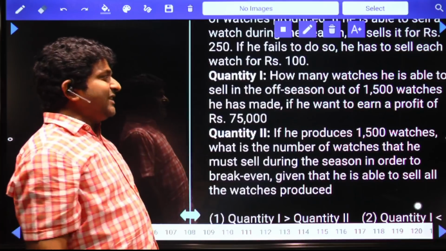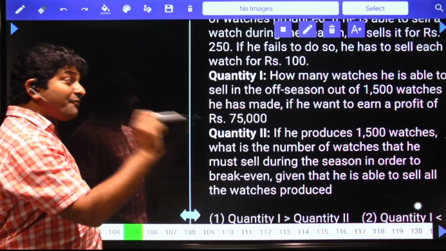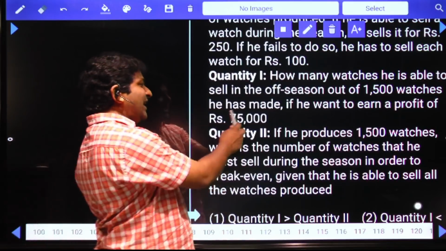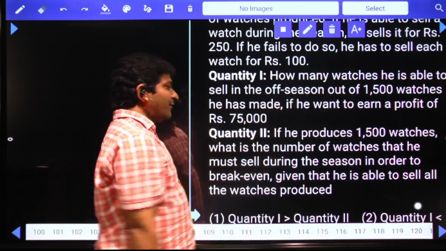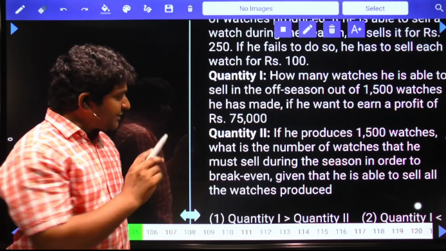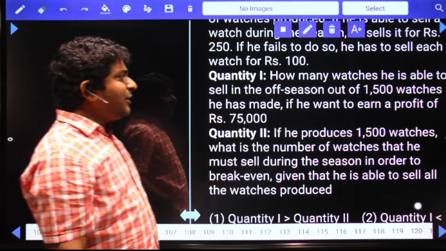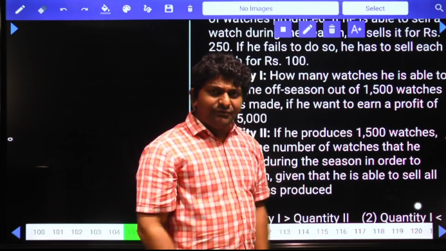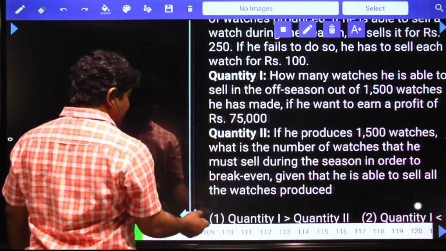How many watches is he able to sell in the off season out of 1500 watches he has made. If we want to earn a profit of 75,000, he is expecting a profit of 75,000. How many watches are available? First of all, he needs to prepare 1500 watches.